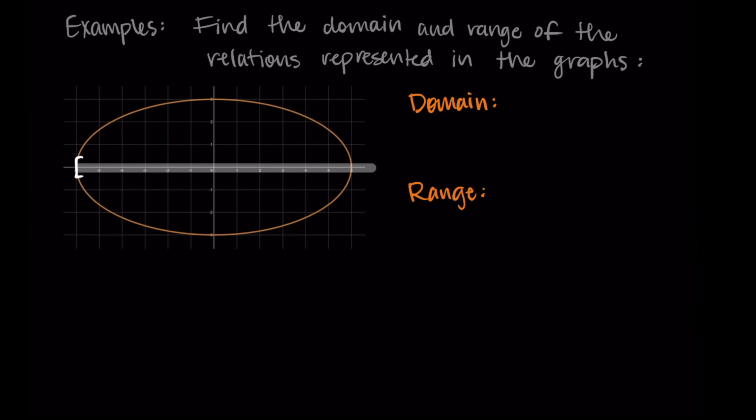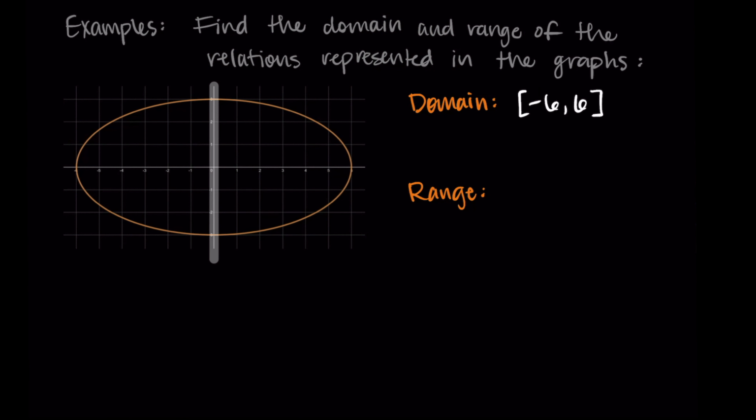Then as I continue from left to right, all of these input values have outputs. They're all on the graph until we get to +6. This is the last place where we see a point on the graph. So anywhere to the right of 6, we don't have any outputs that go with it. So our domain ends at 6. This means our domain is from -6 to 6 with brackets on both parts of the interval. This is because both -6 and 6 are valid inputs to our relation. They both have output values that we can see on the graph.